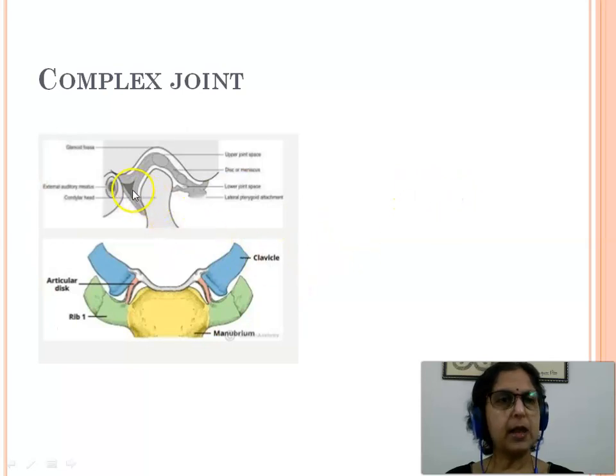And also what we've already seen, the temporomandibular joint and the sternoclavicular joint. Articular disc completely dividing the joint cavity into two compartments. So these joints are complex joints.